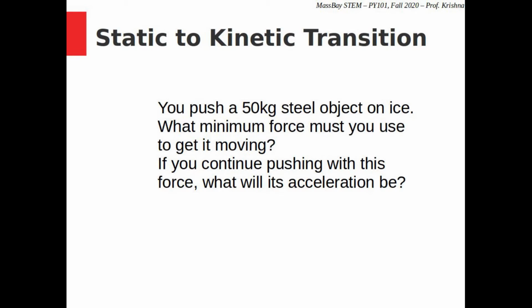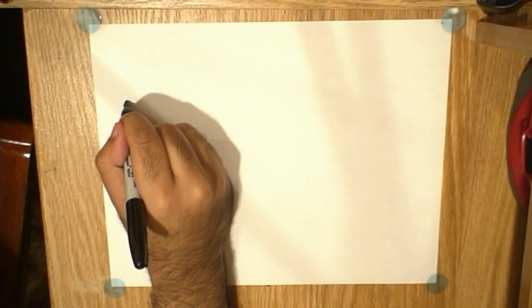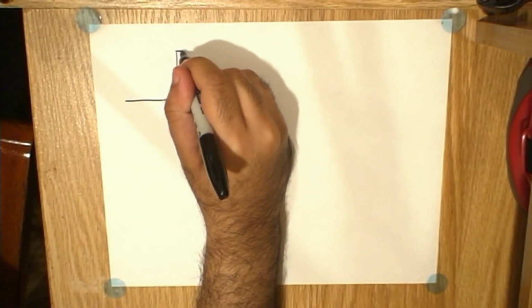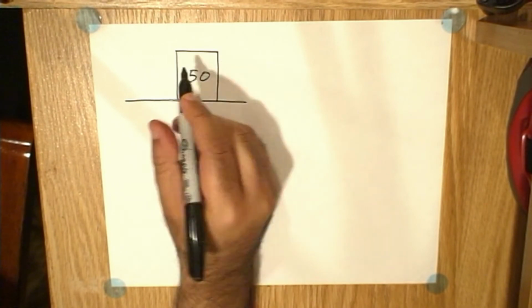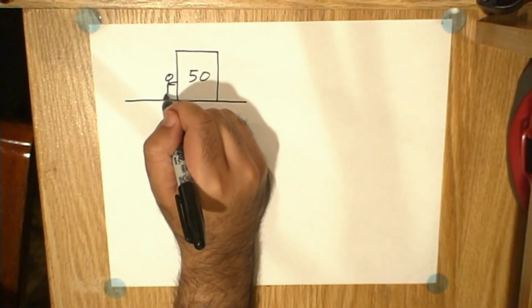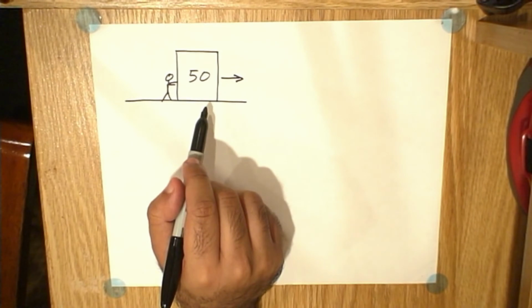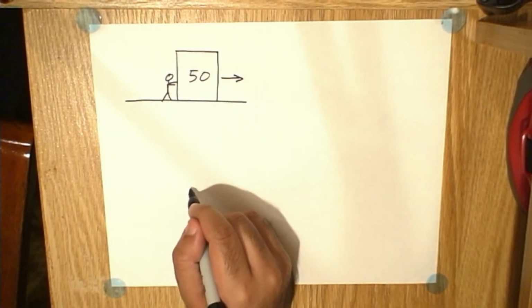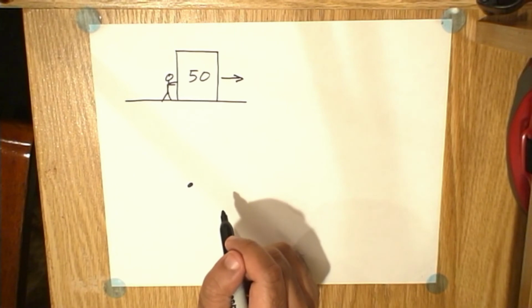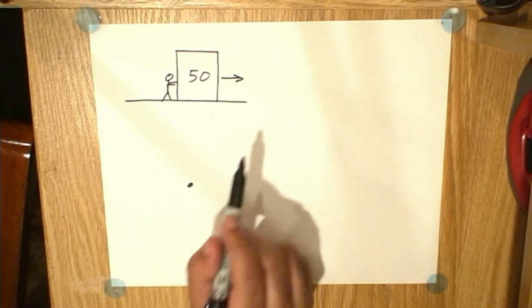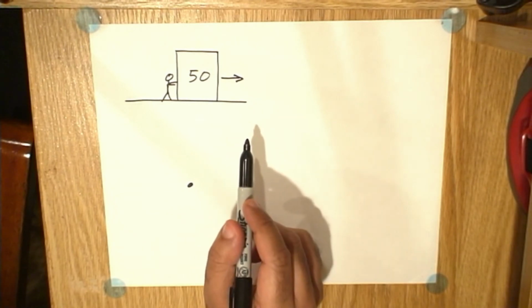Consider this question. You push a 50-kilogram steel object on ice. What minimum force must you exert to get it moving? If you continue pushing with this force, what will its acceleration be? In this question, we have a 50-kilogram steel object that is being pushed along the ground. Originally, it's actually standing still. It's not until later in the question that it gets pushed. And if it's standing still, that means it is experiencing static friction. After it gets moving, it'll be experiencing kinetic friction.